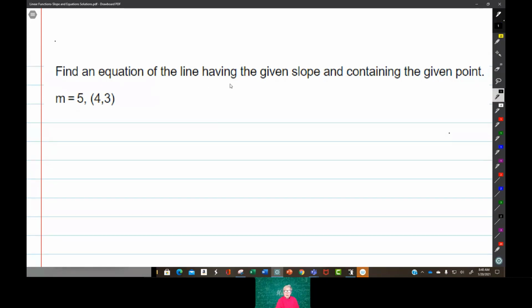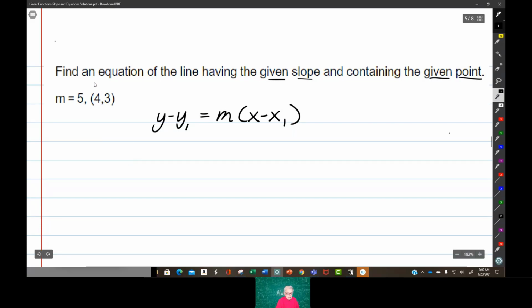Now here, find the equation of a line having the given slope, that means they give you the slope, and containing the given point, they give you the point. But notice that here, you don't have to find the slope, they give it to you. So this is only a one-step problem. Y minus y1 equals m times x minus x1. So here's the point. That'll be x1, y1.